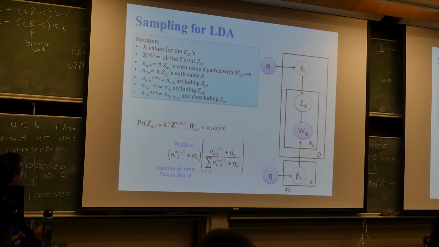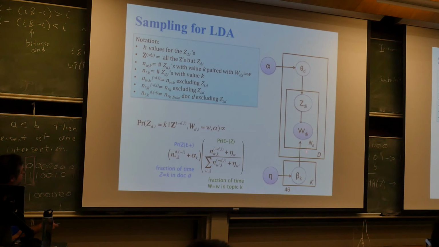Okay, so what's the sampling rule? There's basically two things. One is the evidence going above. This is what we looked at before. This is basically the fraction of the time that Z has value K in the other latent variables associated with this one document. So we're just looking at this one document, so the neighbors here are all drawn from that same document, because I only care about things drawn from this distribution theta D. So this is part of that story.